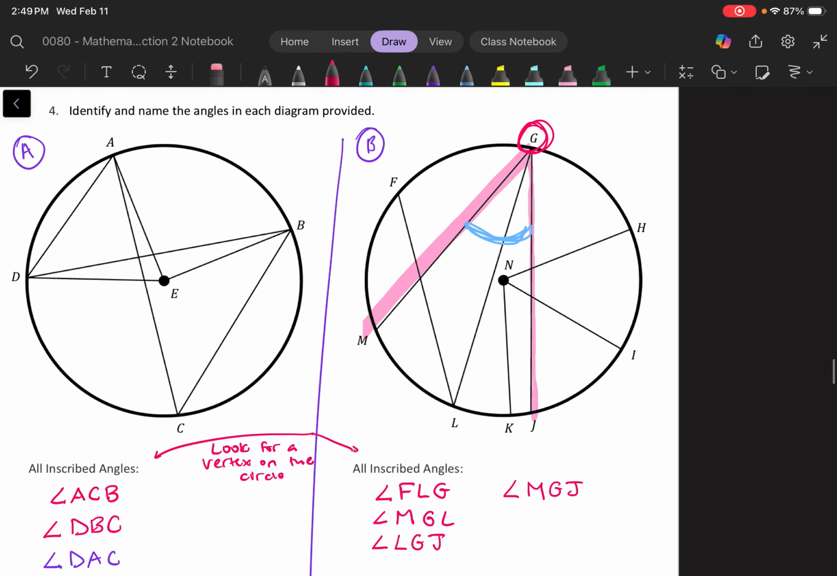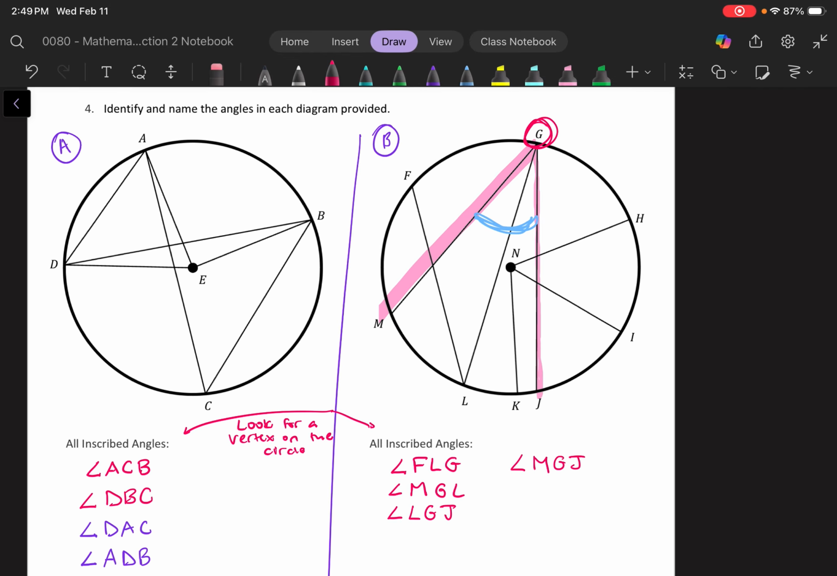Okay. In these two diagrams, hopefully identifying inscribed angles has made a little bit more sense, with the hint of looking for the vertex that's on the edge of the circle first, and then drawing chords that come out of it to help me identify those inscribed angles.